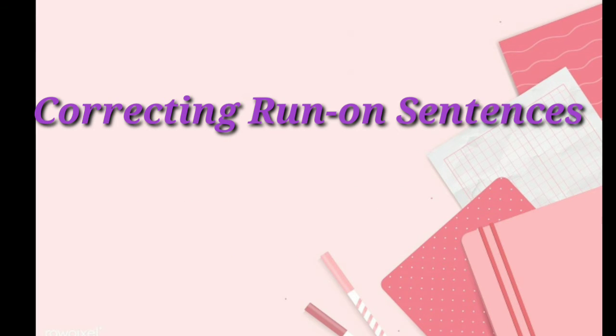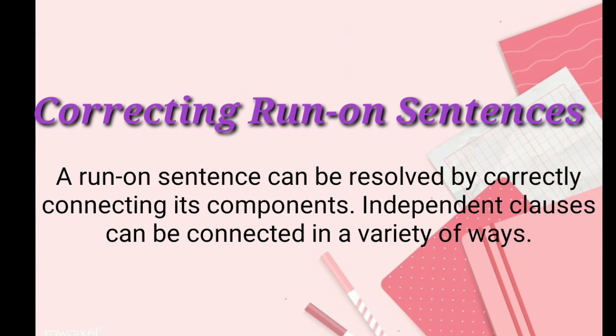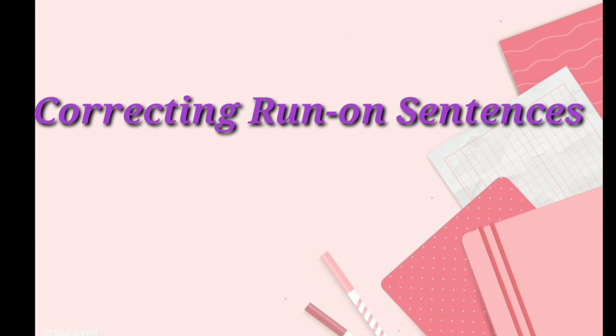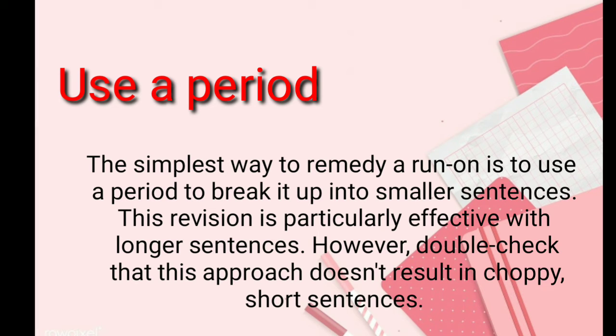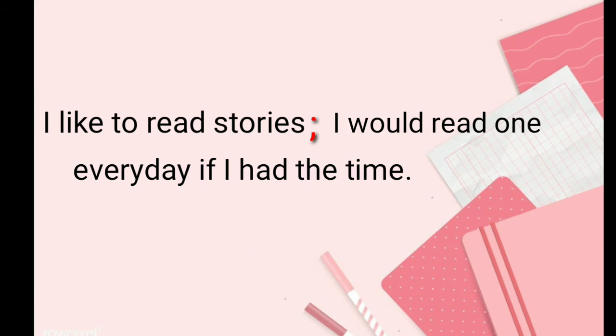Now, how can run-on sentences be corrected? A run-on sentence can be resolved by correctly connecting its components. Independent clauses can be connected in a variety of ways. First is to use a period. The simplest way to remedy a run-on is to use a period to break it up into smaller sentences. This revision is particularly effective with longer sentences. However, double-check that this approach doesn't result in choppy, short sentences. Now, let's take a look at this revision example.